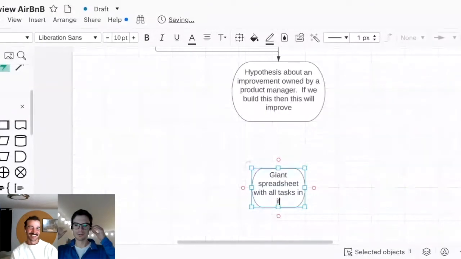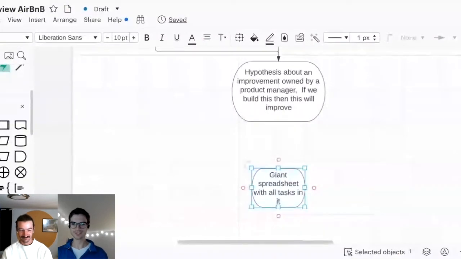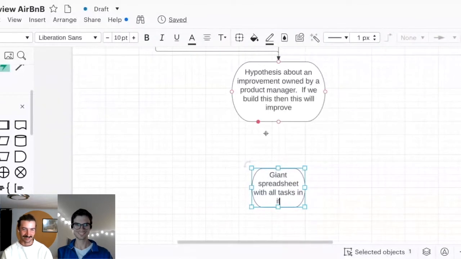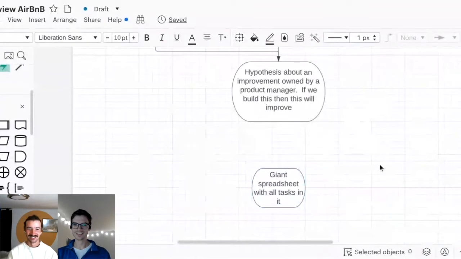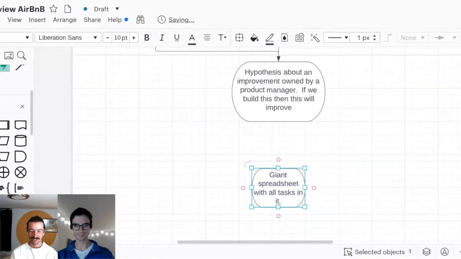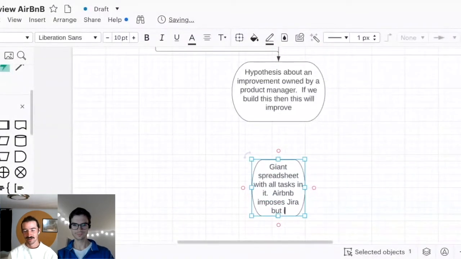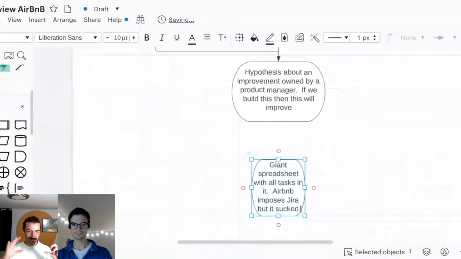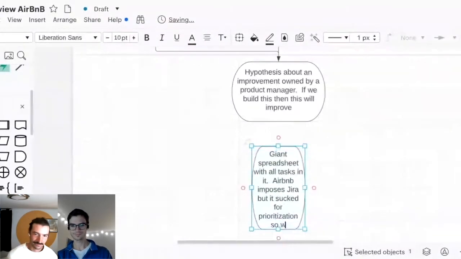Wait, why are you using a spreadsheet and not a normal task management tool? Well, Airbnb imposes Jira on us, and Jira is terrible and slow and extremely onerous to work with. So we would generally do things in spreadsheets and then migrate them into Jira. We pretty much use Jira for ticket tracking, but for prioritization, just so we could have a top-down, more holistic view of everything that the team might need to work on, we would use spreadsheets.